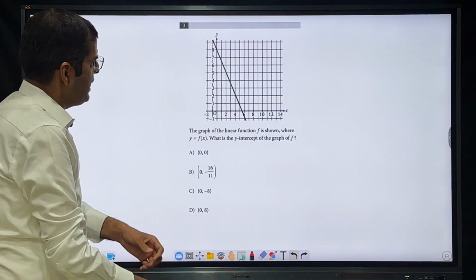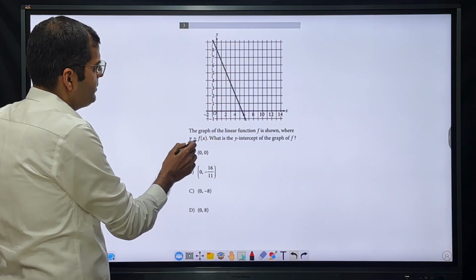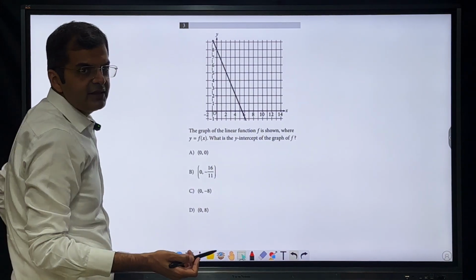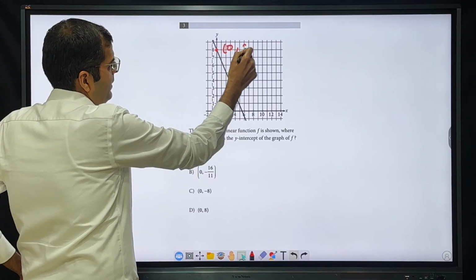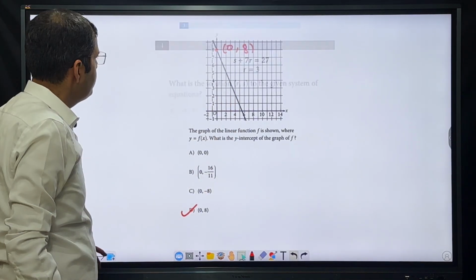Now this question says the graph of a linear function f is shown. This is a linear function where y is equal to f of x. What is the y-intercept of the graph of f? Y-intercept is the point where x is 0. This point is the y-intercept. So it is 0, 8. So answer option D, 0, 8 is the right answer here.